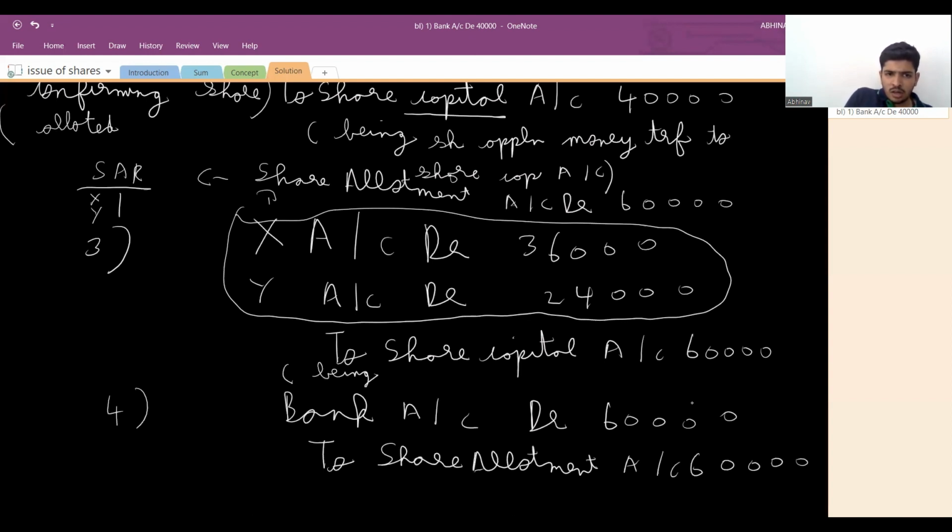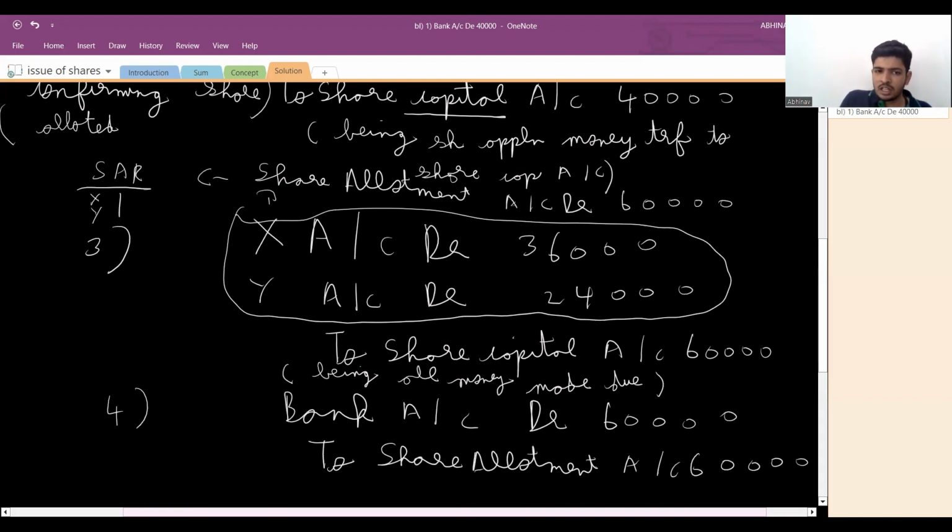Being allotment money made due. Who makes it due? Company makes it due. Company is a separate entity. It makes the owner due to pay the share capital amount. That's what it actually means. Now, money received against allotment. Done. These are the third and fourth entries.